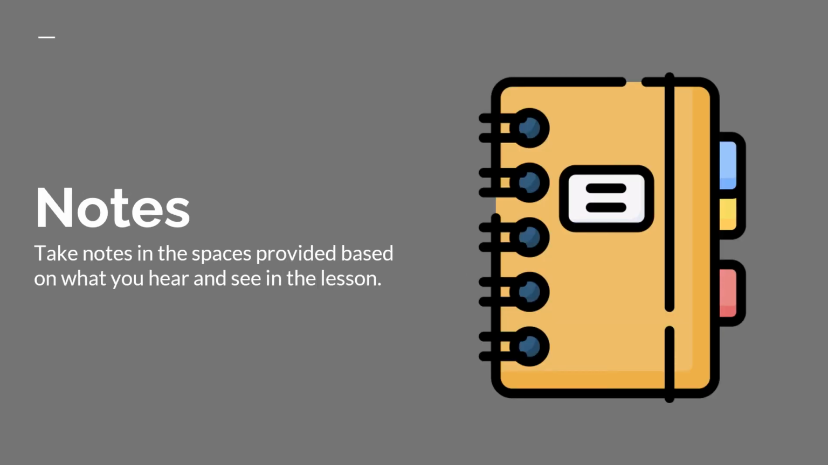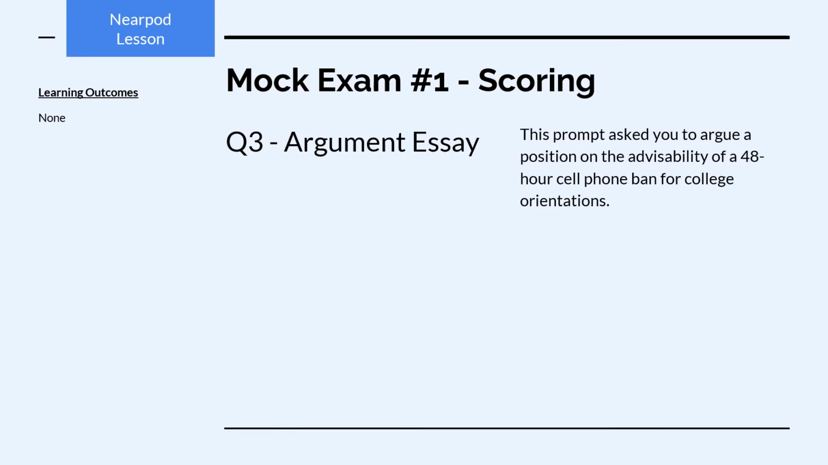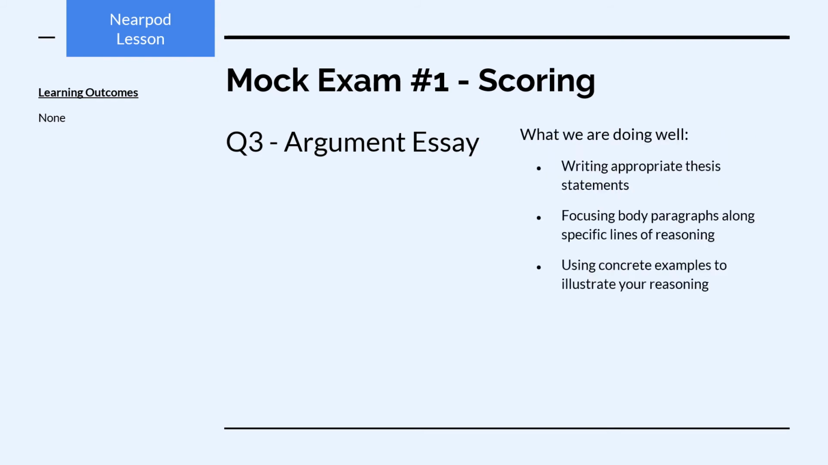Let's finish up our notes. The Q3 argument essay. This prompt asked you to argue a position on the advisability of a 48-hour cell phone ban for college orientations. And I've got to say, I was really impressed with the results on this essay. The first Q3 that we wrote back in November, on the ethics of incentivized charity, was not very good. Not a lot of really good arguments made on that topic, but this one was really good, really cohesive for the most part. Here are some things that we're doing really well on the Q3.